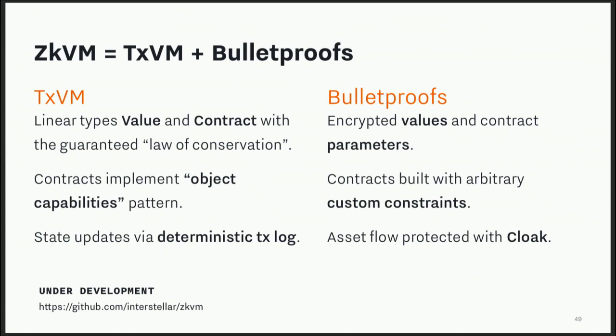But with the addition of bulletproofs, we get an additional ability to operate on encrypted values and contract parameters, and the ability to make custom contracts using the constraint system proof protocol that I showed earlier. You can also protect asset flows with Cloak, which is also what I explained earlier. So we take all of these concepts and group them together into the development of this really awesome zero-knowledge smart contract language, which is currently under development. So you can follow along. We have an open source repo.